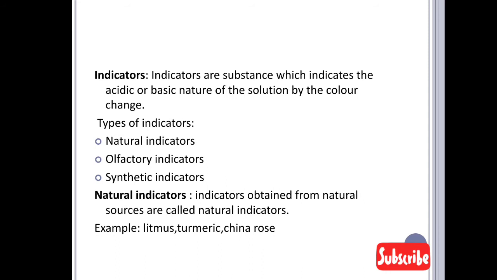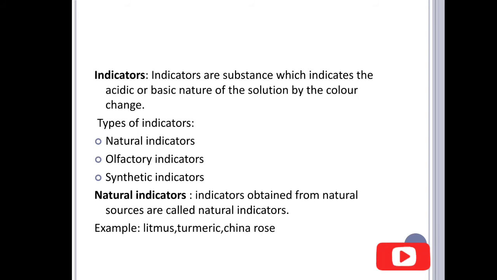Now, how will we indicate whether it is an acid or a base? The substance that is used to indicate the acidic or basic nature is known as an indicator. These indicators are substances which indicate the acidic and basic nature of the solution by a color change. So there will be a color change on adding the indicator. There are different types of indicators: the first is natural indicators, then olfactory indicators, and the last is synthetic indicators.